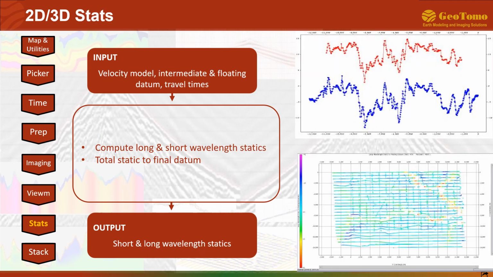Here we compute the shot and receiver long and short wavelength statics, plus the total static to final flat datum. First, shots and receivers are moved down from the source and receiver position to the intermediate datum using the velocity field from the final model. Then they are moved to the floating datum using the replacement velocity, and next to the final flat datum using the replacement velocity specified. At this stage, you may calculate shot and receiver residual statics from travel times. The total shot and receiver statics are to be applied in the next step.